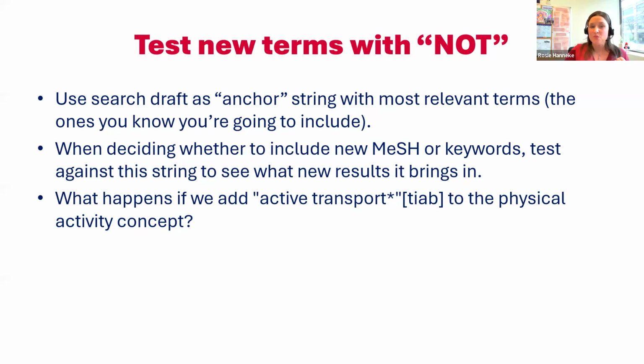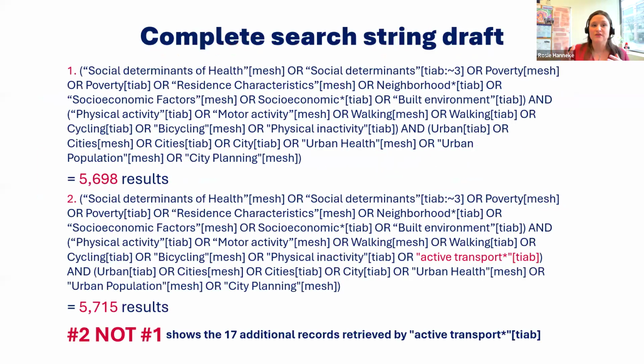So I probably want to see those articles, if they have that term, I probably want to see those articles too. So I'm going to add that to my search. I'm going to add it to my draft string and see what new results it brings in. This is getting a little bit into the weeds, but it's really helpful when you're doing this kind of searching. My first search is that draft I showed you earlier.